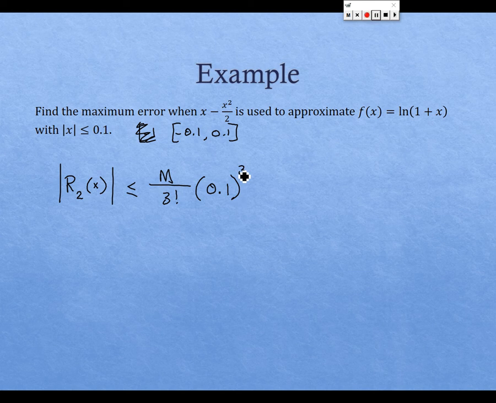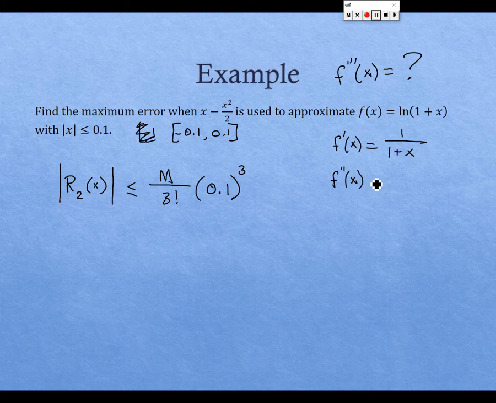So maybe we do need to calculate the third derivative here. We'd like to know what it is. Okay, it's not bad though. What is the first derivative? What's the second derivative? 1 plus x to the negative second, with a negative out front. And the third derivative is 2 times 1 plus x to the negative third. Okay, so I think I'm good.